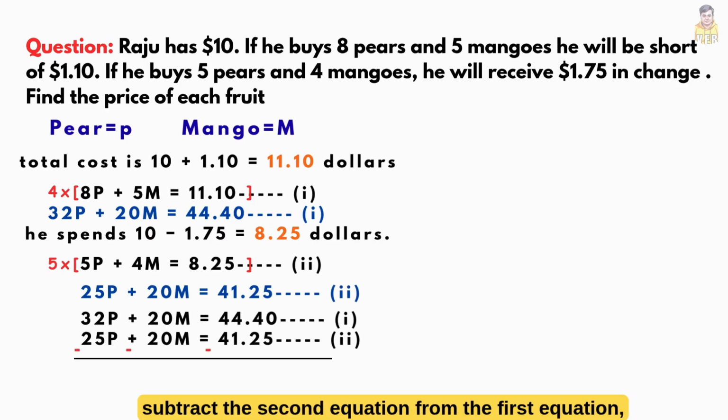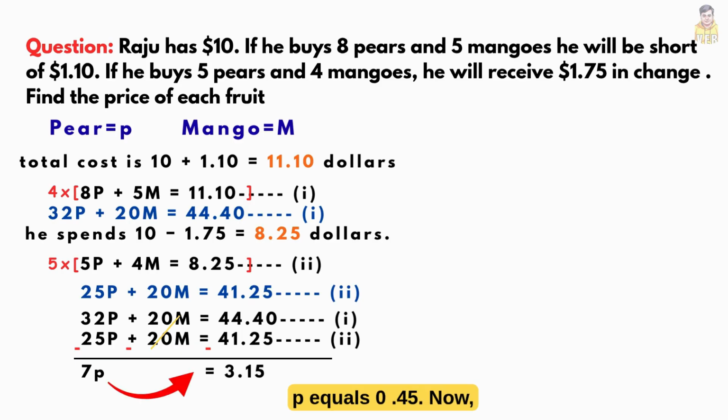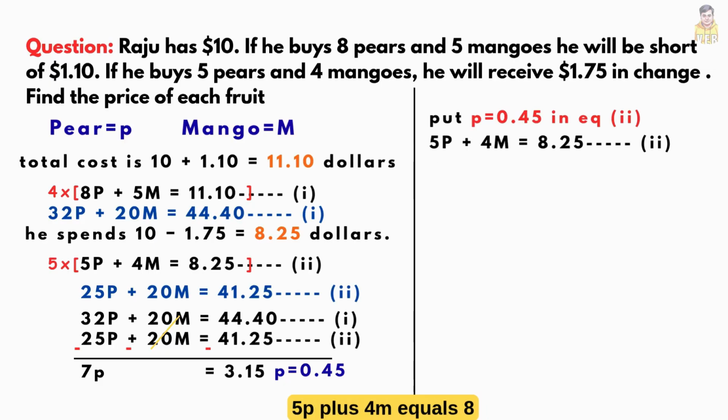Now, subtract the second equation from the first equation: 32P minus 25P, plus 20M minus 20M, equals 44.40 minus 41.25. So, we get 7P equals 3.15. Therefore, P equals 0.45. Now, substitute P equals 0.45 in one of the equations, 5P plus 4M equals 8.25.